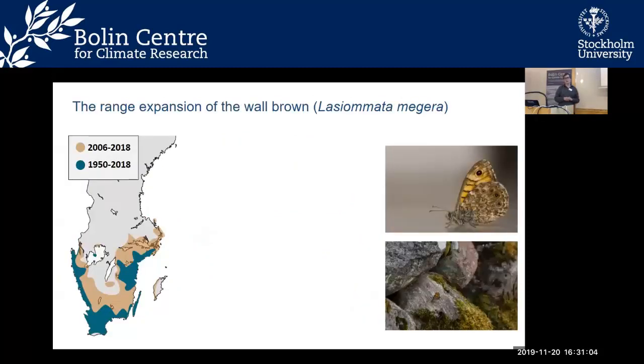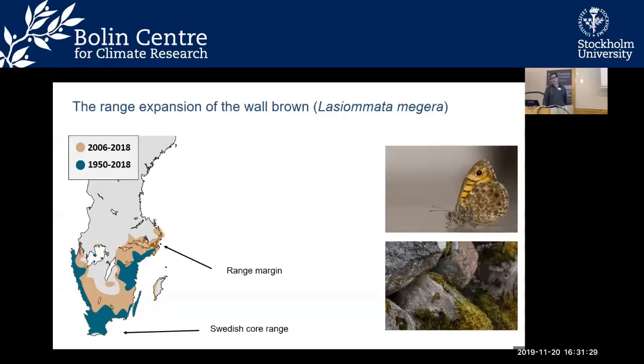To study this, I have a case of the wall brown butterfly in Sweden, which has pretty recently expanded northwards. In blue we have the old range, and in brown we have the newer range where it has expanded into. And we can identify a Swedish core range and a range margin.